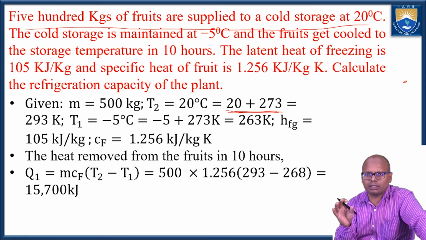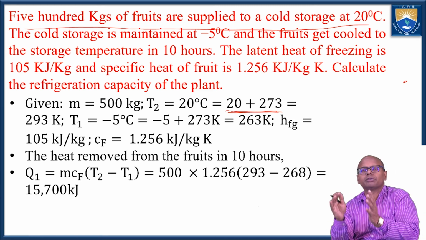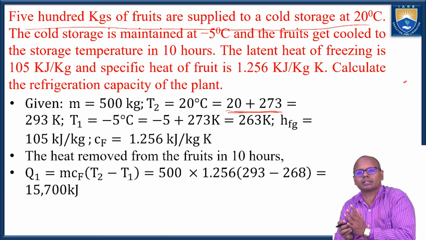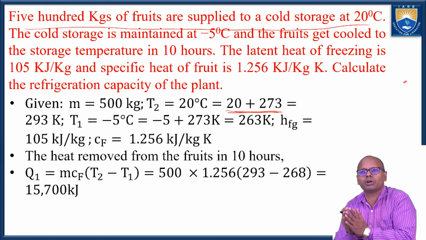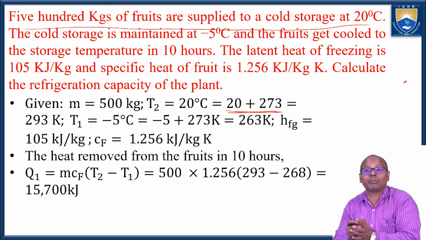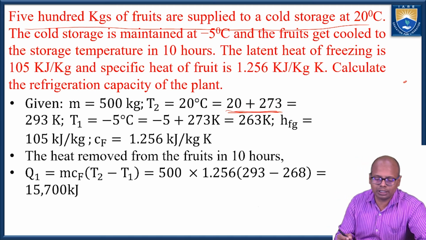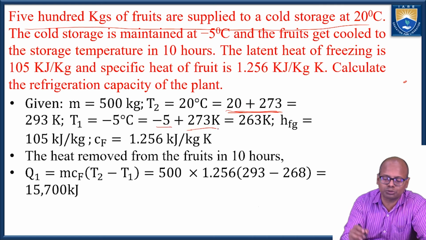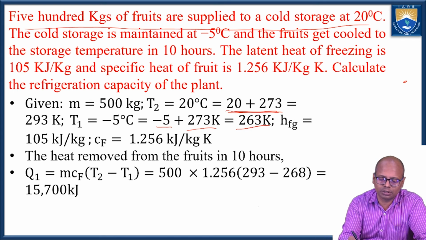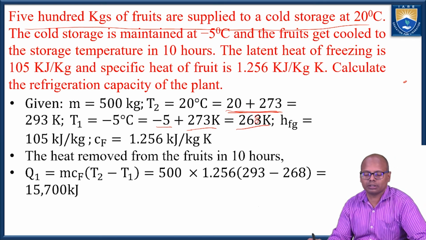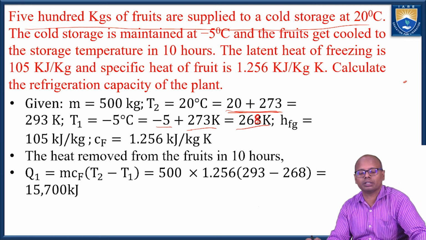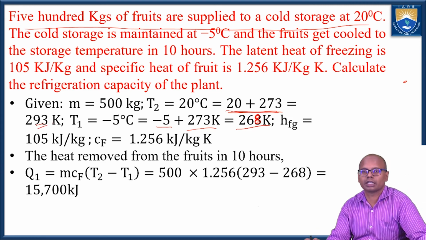Here the cycles are not there. What it is doing is, initially there are 500 kgs of fruits at a temperature of 20 degrees centigrade, and the cold storage room is maintained at minus 5 degrees centigrade. So what is it in Kelvin? It is minus 5 plus 273, so that is 268 Kelvin, and the fruits are at 293 Kelvin.